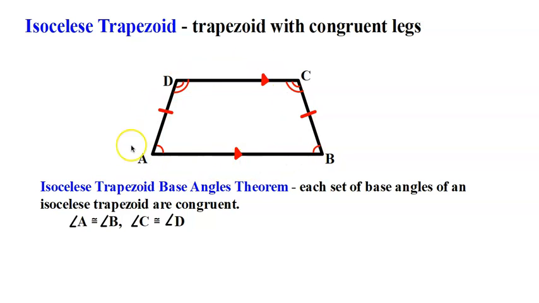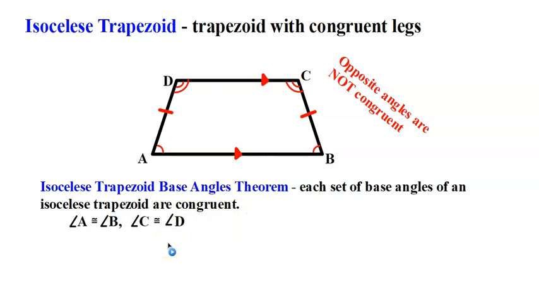Now, this doesn't mean all of the angles are congruent. Just the angles that share a base. So angle A is congruent to angle B, angle D is congruent to angle C. One thing that's very important, opposite angles are not congruent. In a trapezoid, opposite angles are never congruent, because if the opposite angles were congruent, then that would force this into being a parallelogram, which this is not. It only has one set of parallel sides, not two.